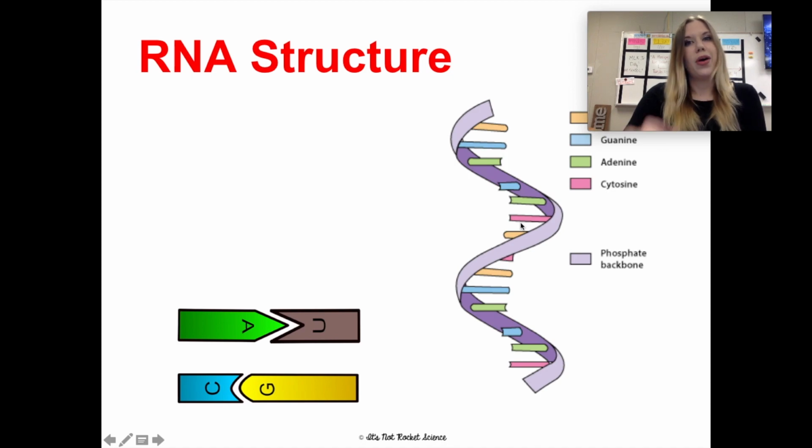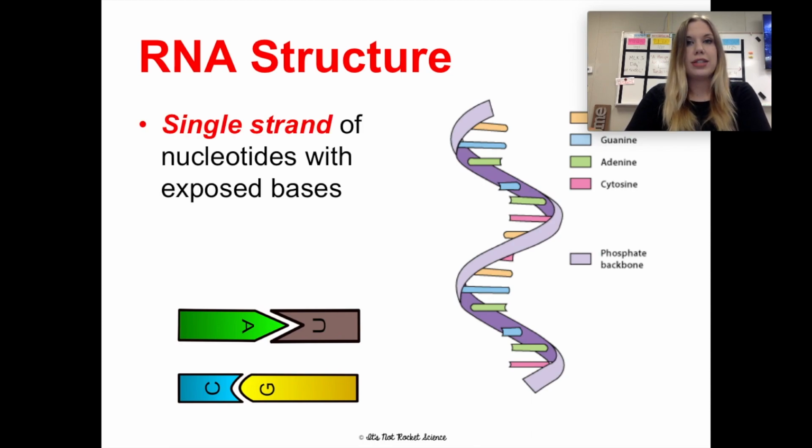Okay, so let's talk a little bit about what RNA is. I mentioned it earlier. That is our second type of nucleic acid that we're going to be discussing. So DNA is a double-stranded molecule, whereas RNA is just a single-stranded molecule. So there is a single strand of nucleotides, and their bases are exposed. So they do not have a complementary base pair. So you can see here, we're only seeing one half of the puzzle. So think of it as like half a DNA molecule.